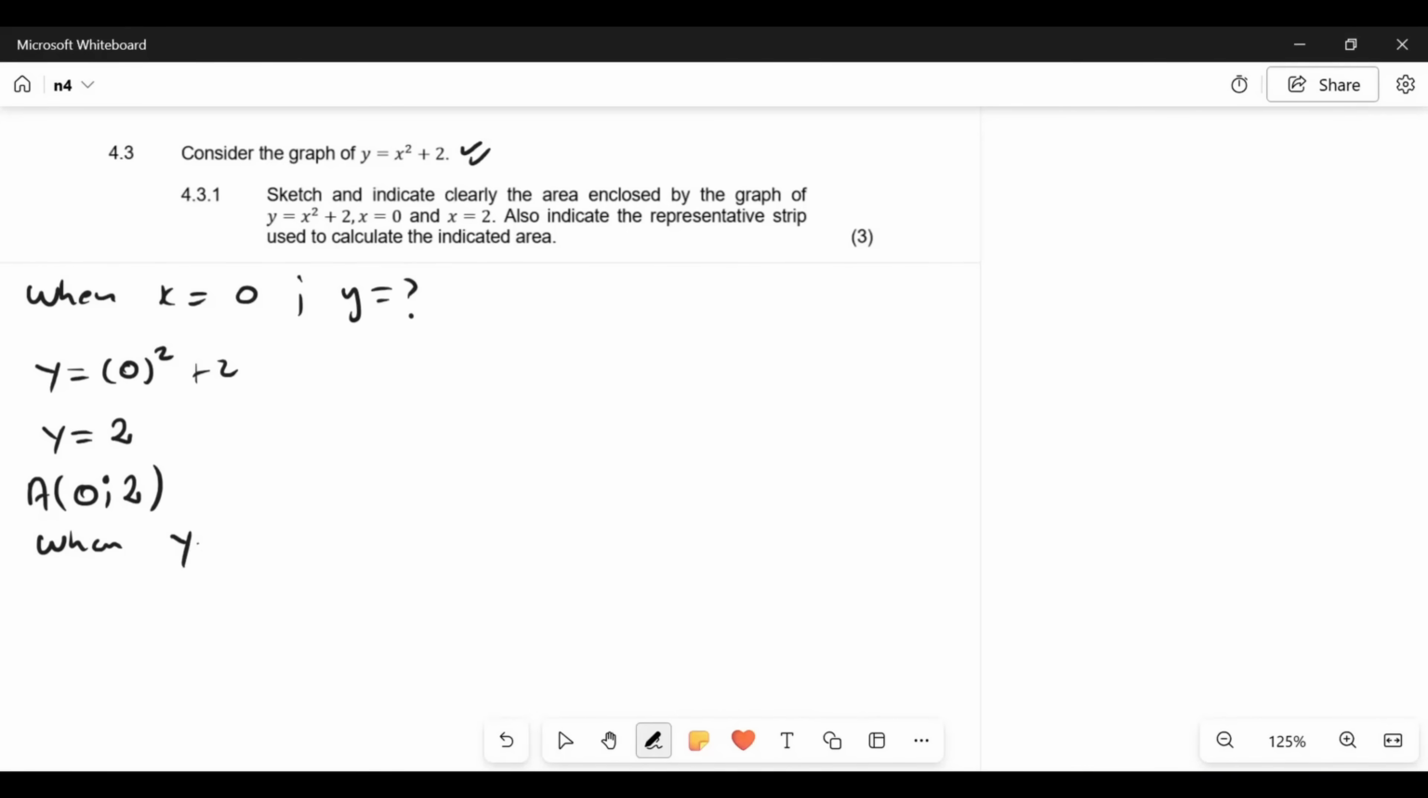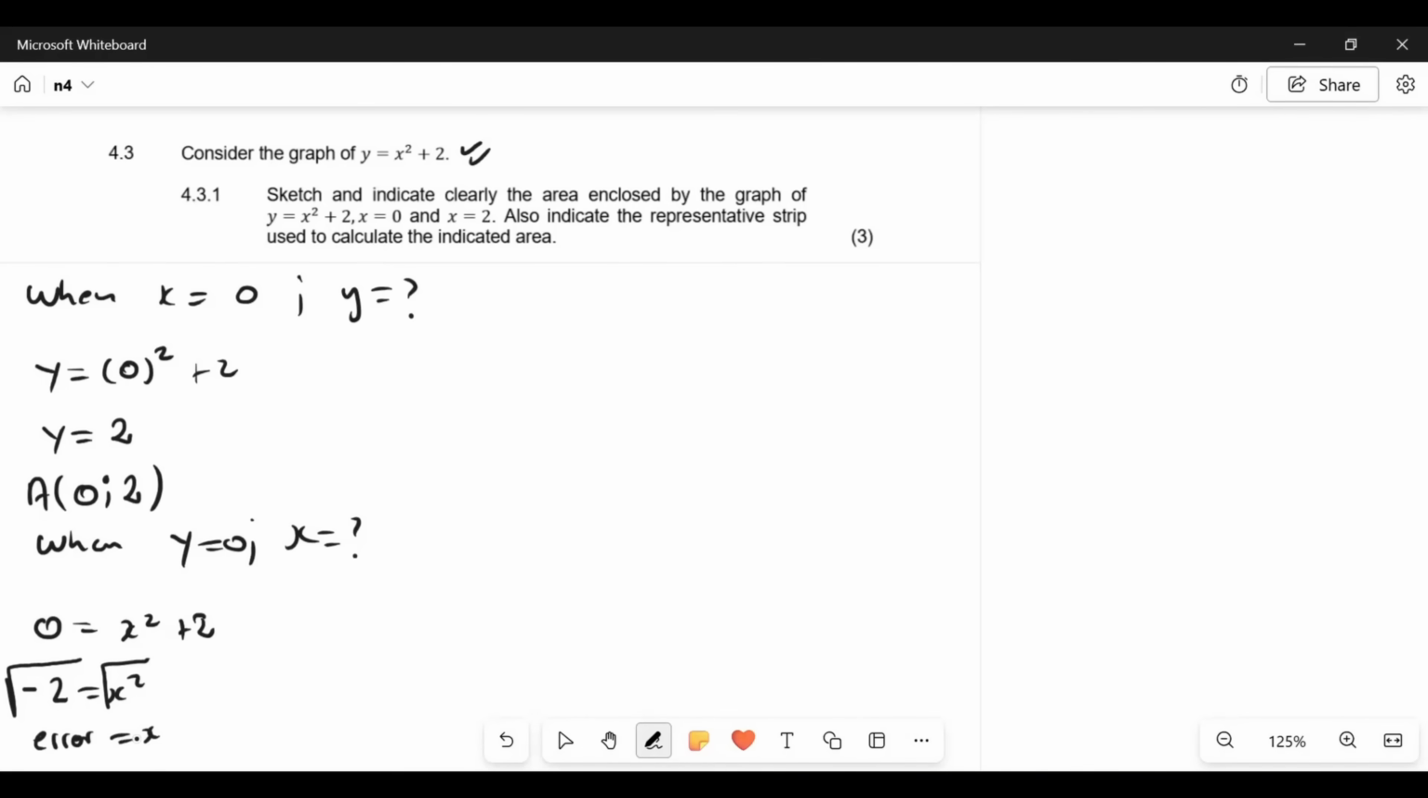When y is 0, what is x, right? So this time around, wherever there is y, we're going to substitute with 0. So we're going to have 0 is equal to x squared plus 2, right? Then from here, we're going to transpose this. This is going to be -2. This is x squared. After transposing 2 to the left-hand side, the next step, we root both sides. Now, if you root both sides, this is going to be an error, because the square root of a negative number is an error. So our x here is an error.